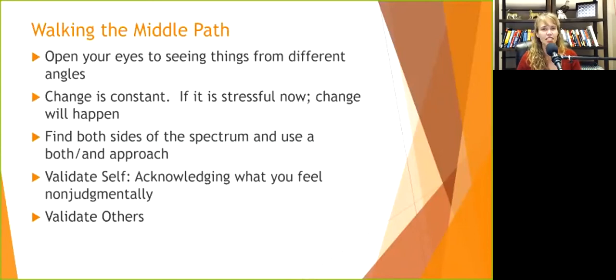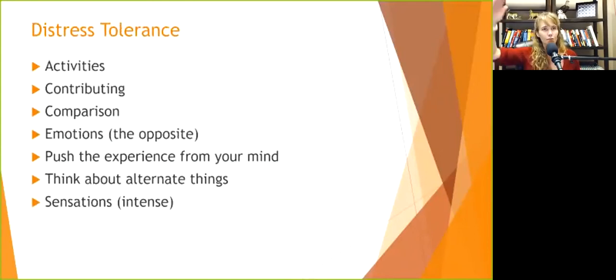Distress tolerance. I will put up a flip chart paper for each one of these for accepts: activities, contributing, comparison, emotions, pushing the experience from your mind, talking about or thinking about alternate things, and sensations. Put those up around the room. Break the group up, and they move from station to station. They have 30 seconds at each station to identify things they could do to help them tolerate distress.